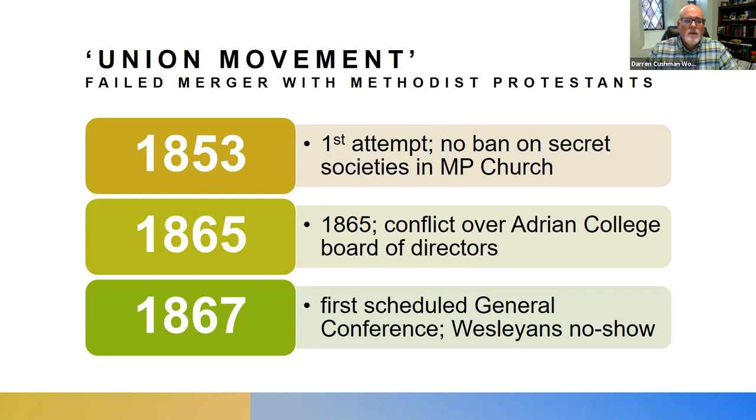After the Civil War in 65, they attempt to merge again, but the Methodist Protestants had Adrian College, the internal politics of Adrian, Michigan, and within the college, they were trying to bring on board Wesleyans. It didn't work out, and that left a bad rift. So finally, it kind of continued on until it collapsed in 67. They actually scheduled to have a general conference together. All the Methodist Protestant delegates showed up, and the Wesleyans just didn't show, which I think is absolutely fascinating. It's like they didn't even bother telling them, hey, we're not coming. No, we don't want to do that. They dissed them. So there was that attempt at merger, but it never really went through.